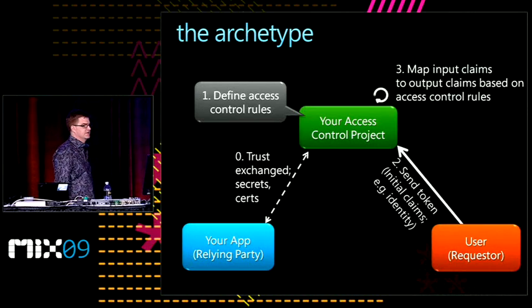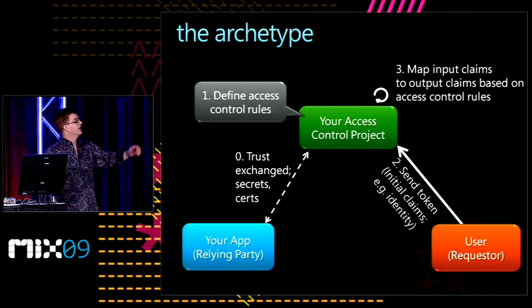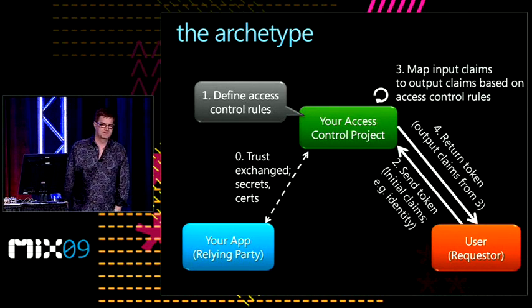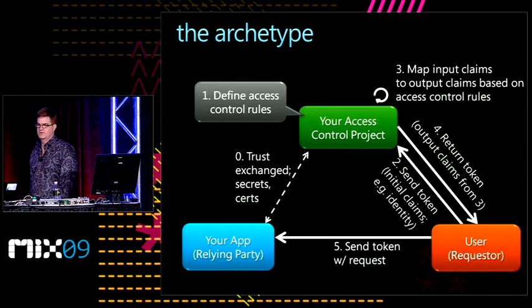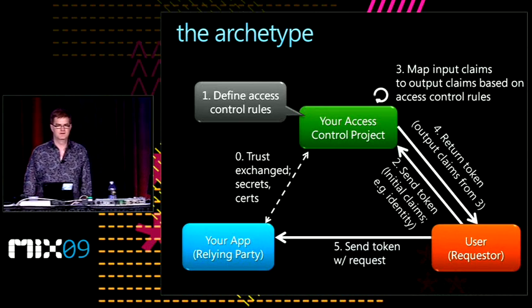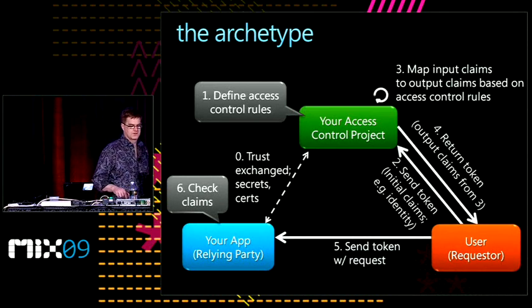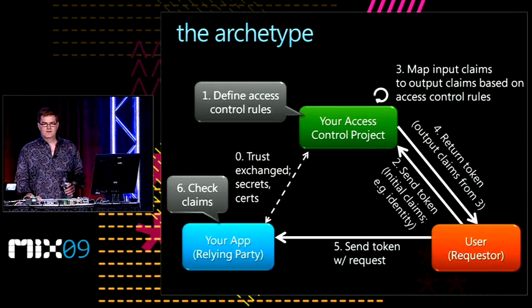The access control service will then run its rule engine, its magical rule engine, and come up with a set of claims that it will wrap in a token and send back to the requester. The requester will then forward that token on to the relying party with whatever payload it sees fit. At that point, the relying party has to check the authenticity of the token, and also verify the claims that are in the token. Real simple. This is the archetypal pattern that is the theoretical right way to do security.